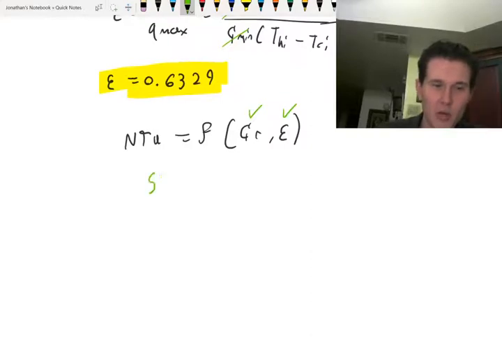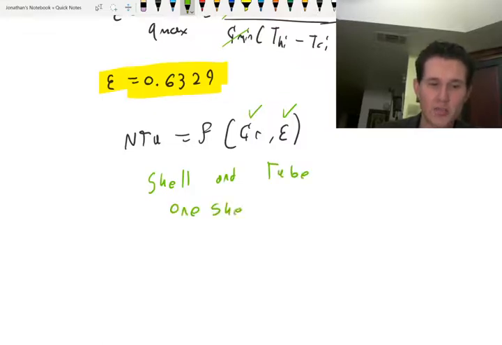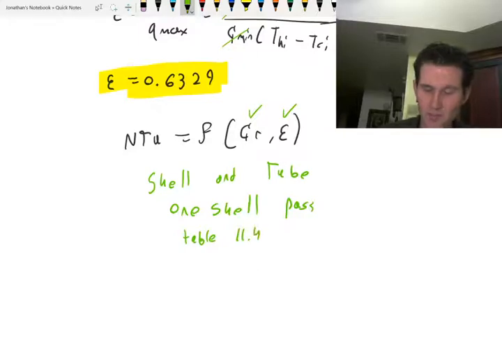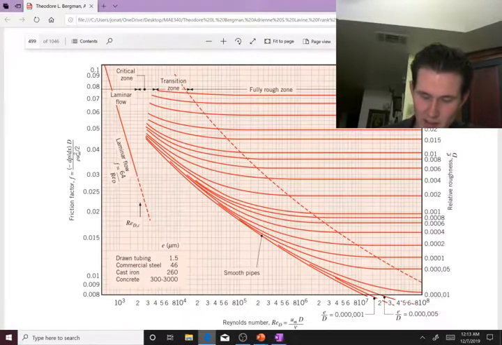So, what do we know about our heat exchanger? It is a shell and tube heat exchanger. And it is a one shell pass. We only have one shell in the heat exchanger and it's a shell and tube type. So what are we going to go do? We're going to go to table 11.4. So table 11.3 is converting NTUs to efficiency. Table 11.4 is taking efficiency into NTUs. Let's take a look here.